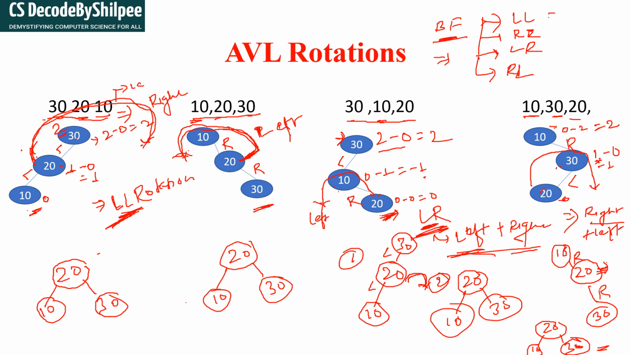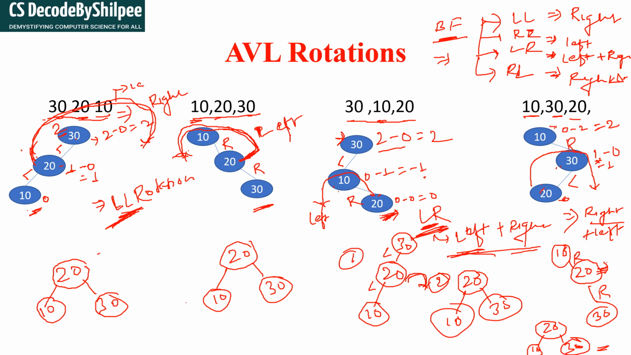So for LL rotation, what are you doing? You are performing a right rotation. For RR, you are performing a left rotation. For LR, you are performing a left plus right rotation. Both you are performing. For RL, you are performing a right as well as left rotation. Both you are performing.